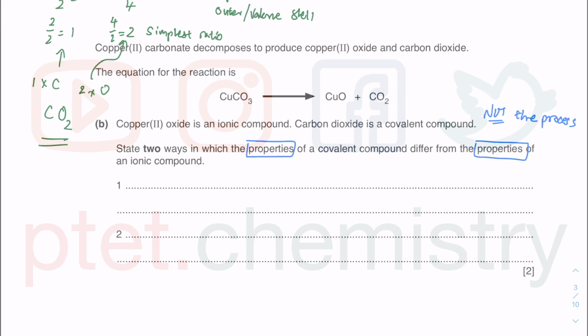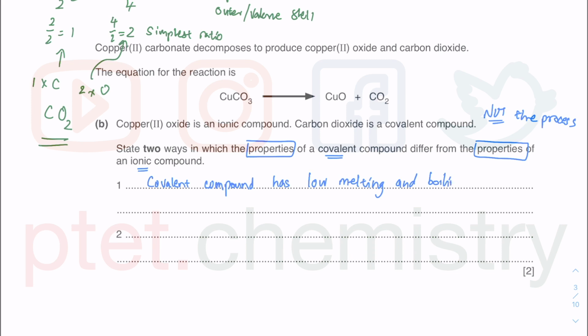But rather properties are stated in the syllabus in your notes, as part of electrical conductivity as well as melting and boiling point. So covalent versus ionic. Covalent compounds have low melting and boiling points. These are stated very clearly.